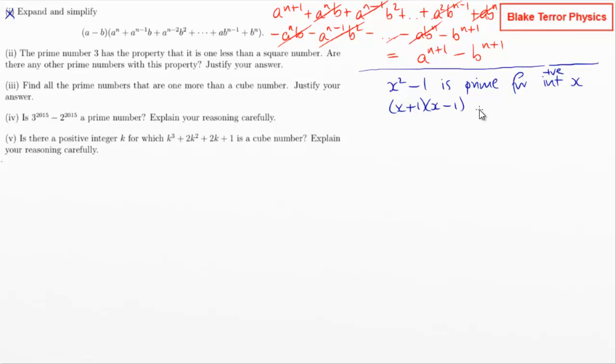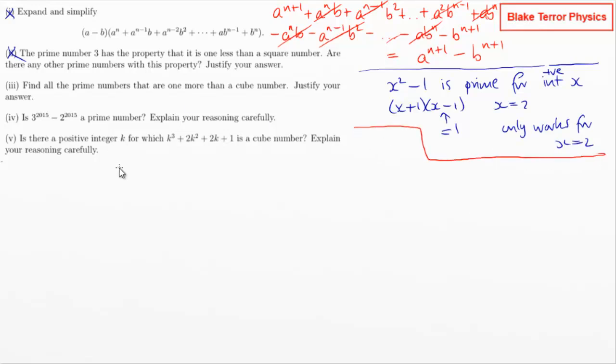So (x plus 1)(x minus 1), we want that to be prime. So one of these is going to have to be 1, which means that has to be 1. It can't be the other bit. So we need to have x minus 1 equal to 1, so x is equal to 2. So it only works, or produces a prime, for x equals 2. Oh, okay, so usually they follow on, but that one sort of threw me a little bit there, but that's okay.